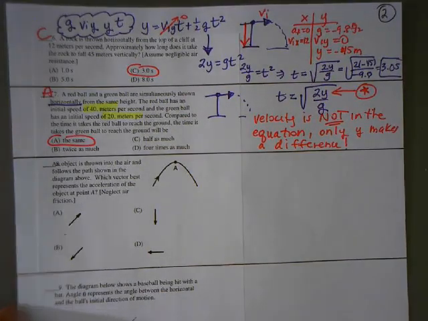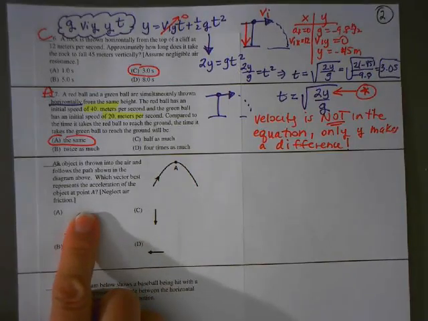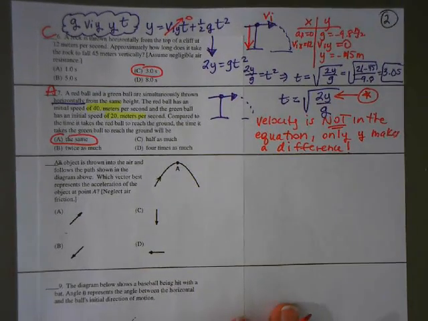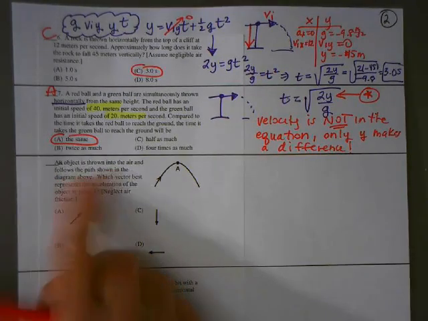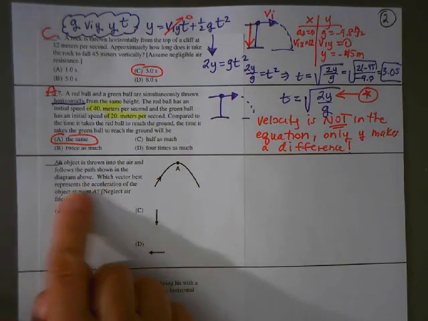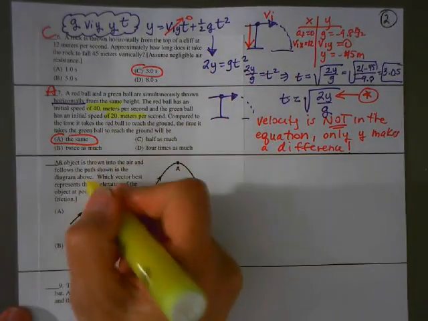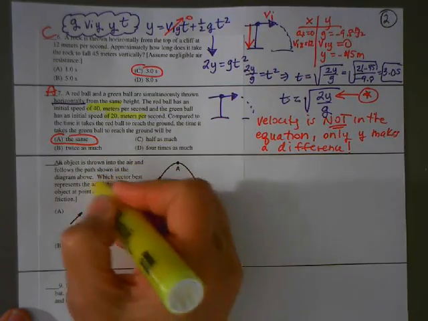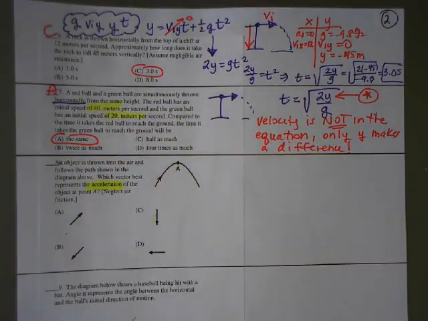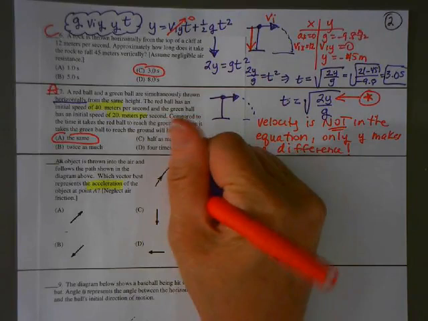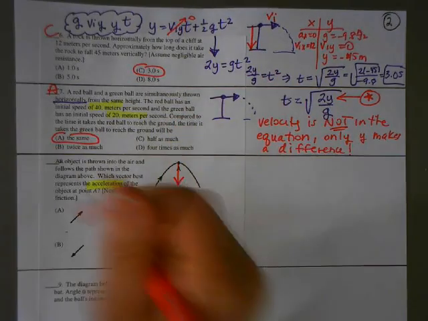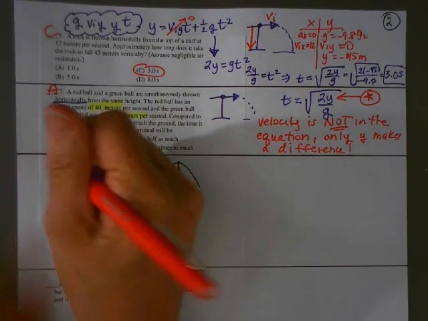Okay, now let's look at number 8. So number 8 says, an object is thrown in the air and follows the path shown. Which vector best represents the acceleration of the object at that point A? Well, the only acceleration acting on this is the acceleration due to gravity. And we know that the acceleration due to gravity always acts straight down. So the answer here is going to be C.